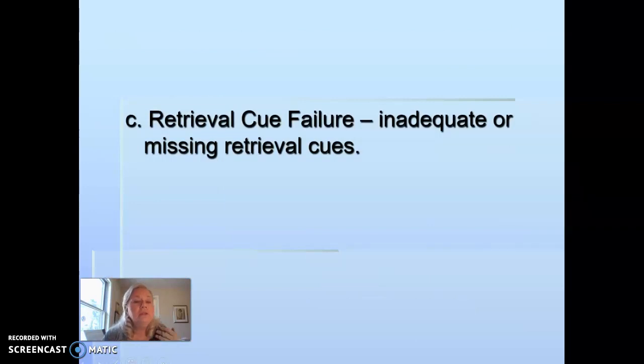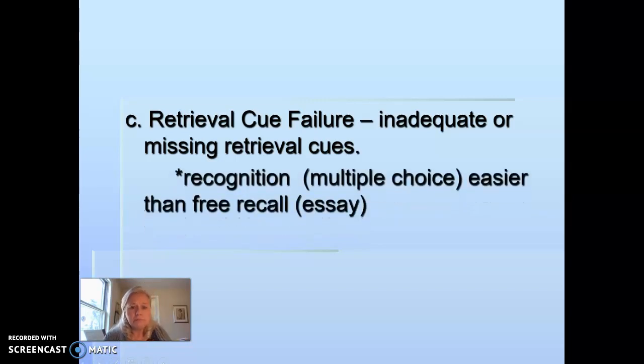Finally, why do we have retrieval cue problems sometimes? We just have inadequate or missing retrieval cues. So when you have an inadequate or missing retrieval cue, try to think of things, like I said, the alphabet, or access other information related to what you're trying to retrieve, and then maybe you can retrieve that information.